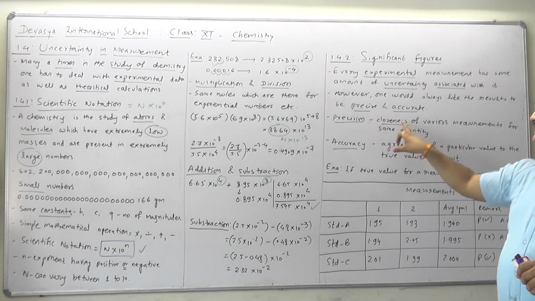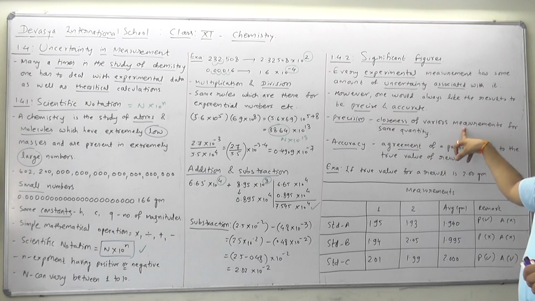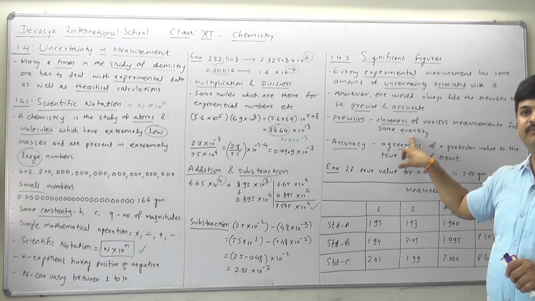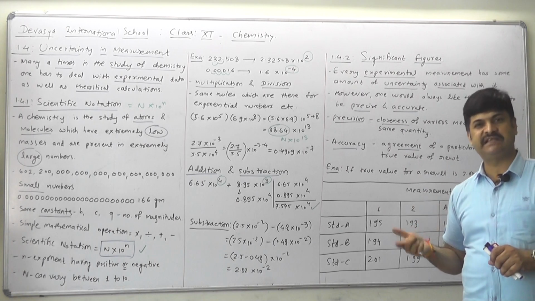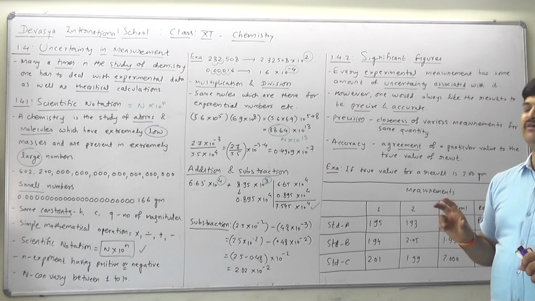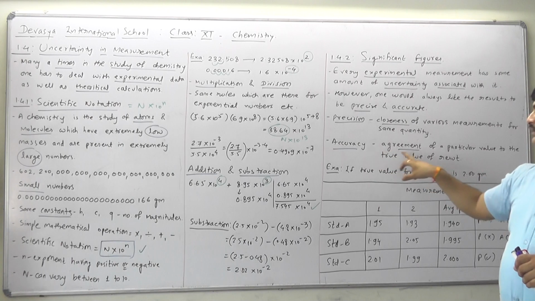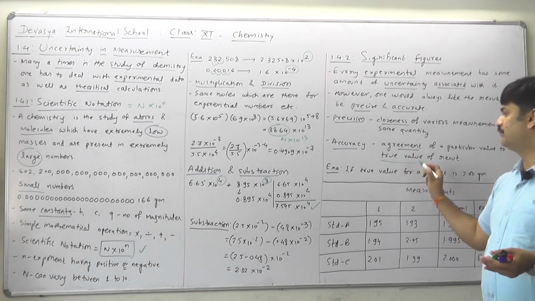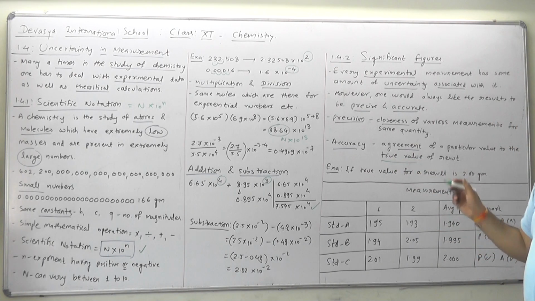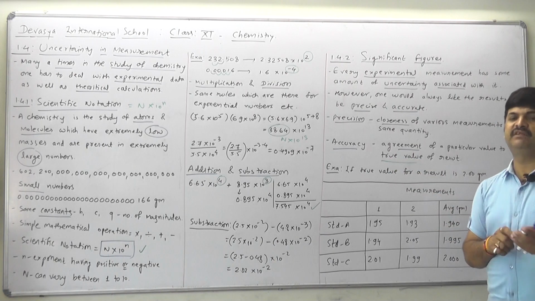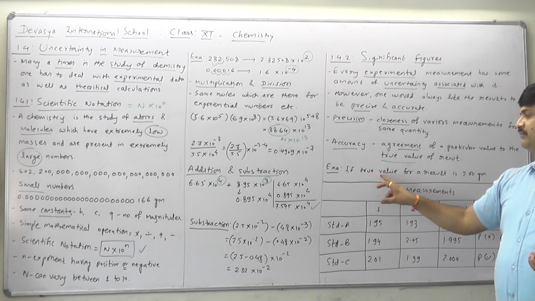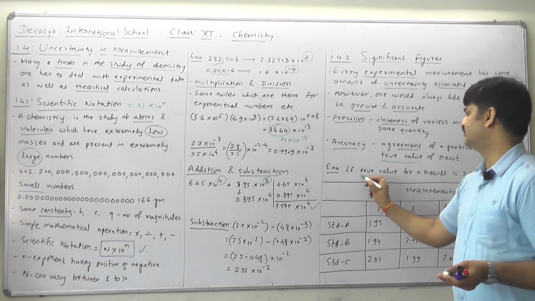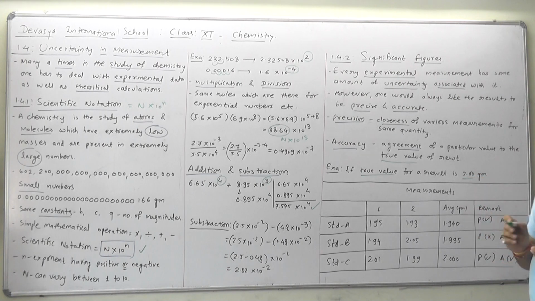In case of precise, it is the closeness of the various measurements for the same quantity; meaning the quantity will remain the same and whatever answers come, they are very close. Accurate means agreement of a particular value to the true value of the result. True value means fixed number. Now this can be explained with the help of this tabular form. Suppose the true value of any result is 2 gram.